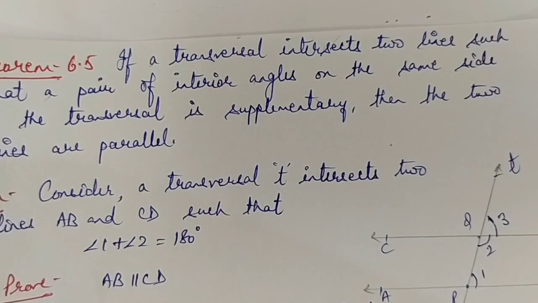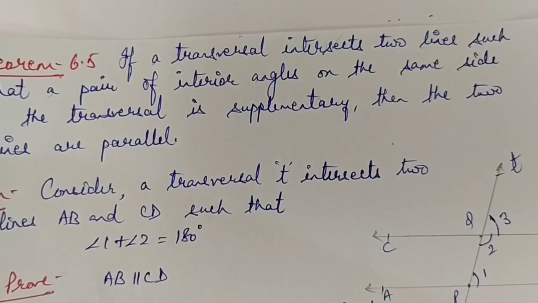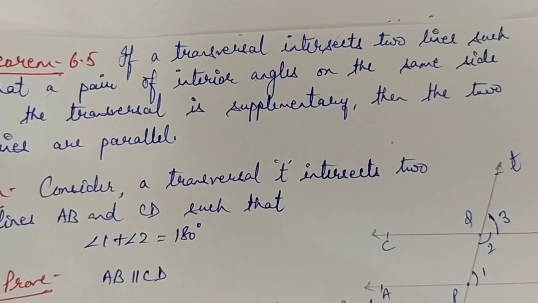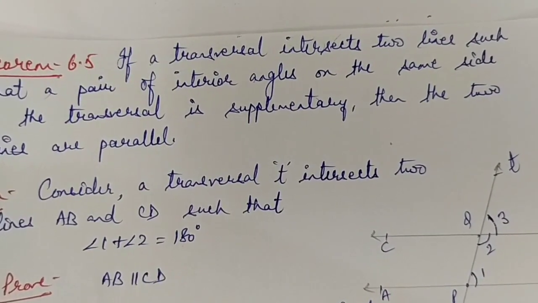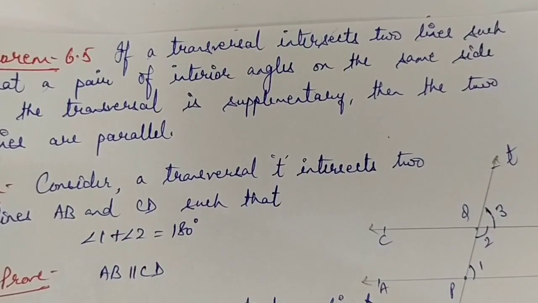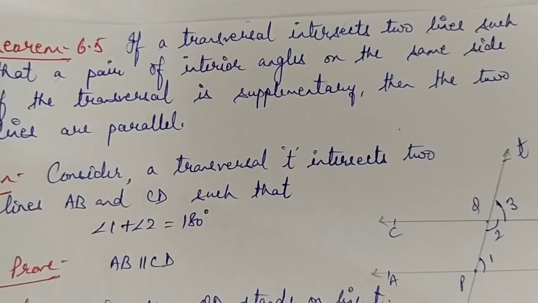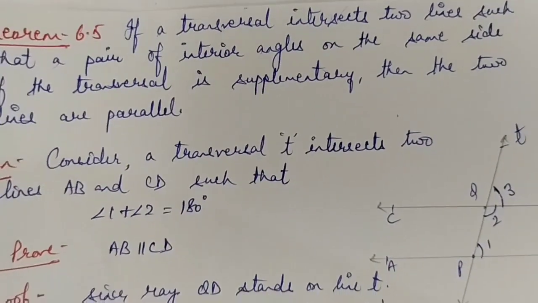Okay, मतलब एक ट्रांसवर्सल ने इंटरसेक्ट किया 2 लाइंस को इस तरीके से such that a pair of interior angles, इंटीरियर एंगल का जो एक पेयर आपको दिया गया है on the same side of the transversal सप्लीमेंट्री है, ठीक है, उनका सम 180 डिग्री है. देन अगर ऐसा होता है देन द 2 लाइंस आर पैरेलल, दोनों लाइंस पैरेलल होंगी.